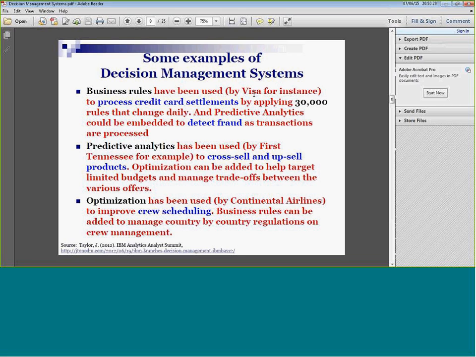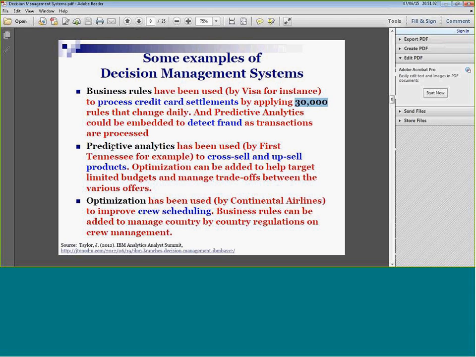Business rules have been used by Visa to process credit card settlements. 30,000 rules. Now, I've built a lot of rule-based systems because I taught artificial intelligence courses where we did that for a few years. Now I'm teaching analytics where we build rule-based systems. Nowhere close to 30,000 rules have I ever come anywhere in sniffing distance of that. I would consider 150 to 100 rules a lot. Predictive analytics could be embedded to detect fraud as transactions are processed. That's being done today. Again, will it get better and better?